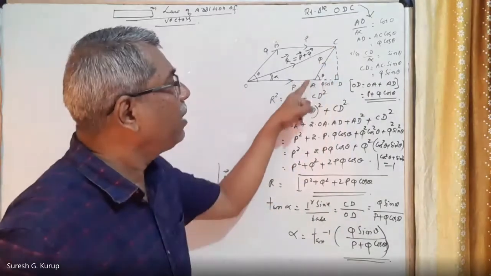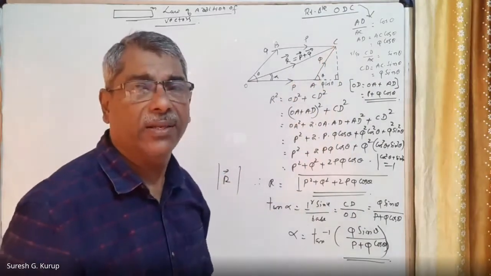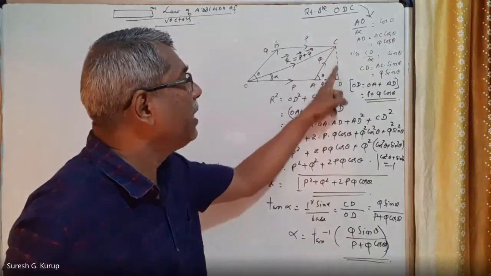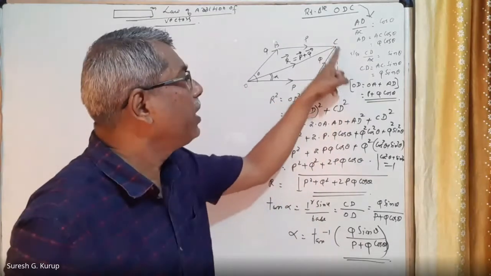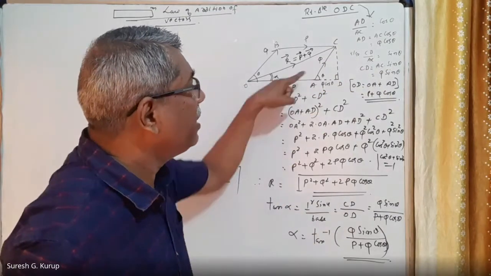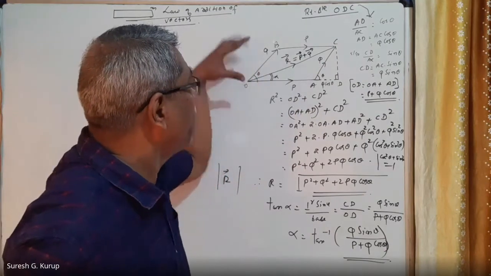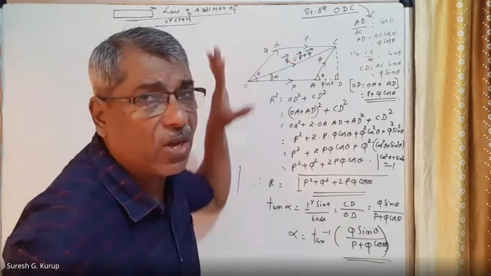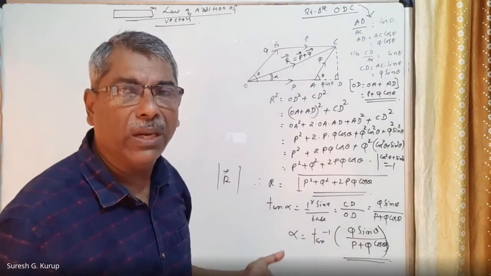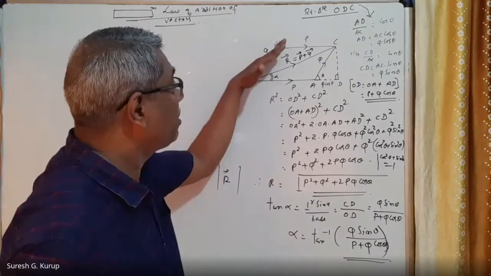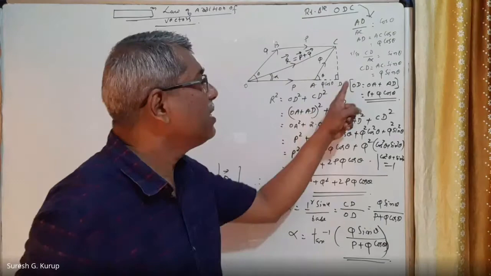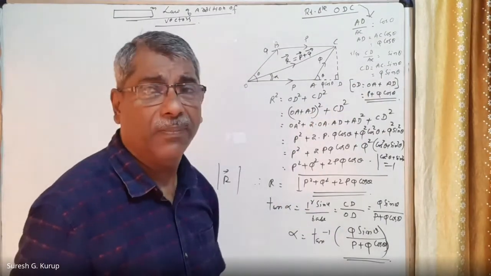Also from this triangle, sin theta is calculated. Sin theta is equal to perpendicular by hypotenuse, perpendicular CD by hypotenuse AC. Therefore, CD also can be calculated. CD is equal to AC sin theta. AC is equal to Q because OB is equal to Q. Therefore, AC is also equal to Q. In a parallelogram, opposite sides are equal in magnitude and parallel. So if this is the vector Q, this also can be considered as the vector Q only. In that sense, CD is calculated as Q sin theta.